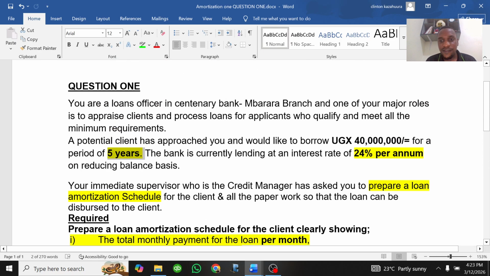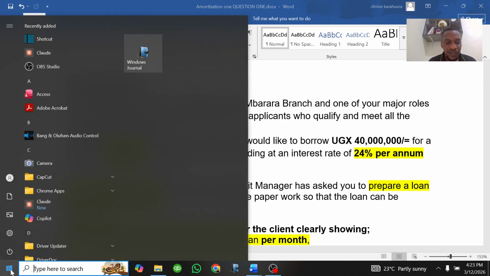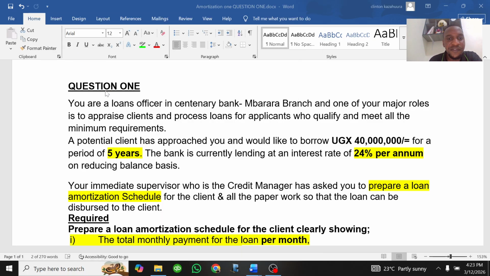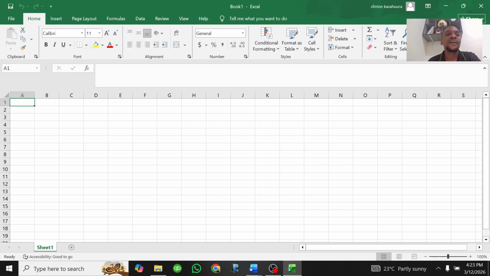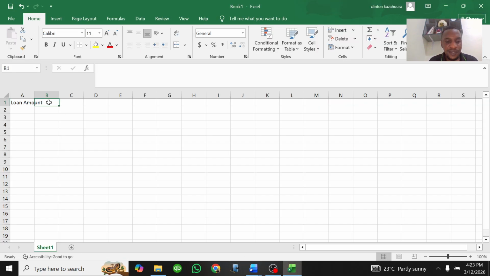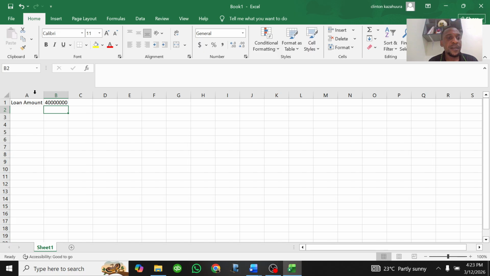So I'm going to cross to Excel and summarize this information for us. Then we prepare the loan amortization schedule. It's quite simple. So I open my Excel. Here it is opening. Here is my Excel. So I'll summarize some of the information. One is the loan amount. If you check from the question, the loan amount is 40 million. So that is 40, and then the zeros: 1, 2, 3, 1, 2, 3. It's 40 million.